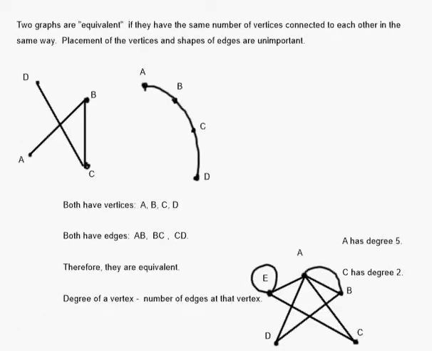Two graphs are equivalent if they have the same number of vertices connected to each other in the same way. Placement of the vertices and shapes of edges are unimportant. You'll notice we have two graphs here. Both have vertices A, B, C, D. Both have edges AB, BC, CD. Therefore, they are equivalent. Degree of a vertex. This is determined by the number of edges at that vertex. So therefore, A has degree 5 and C has degree 2.